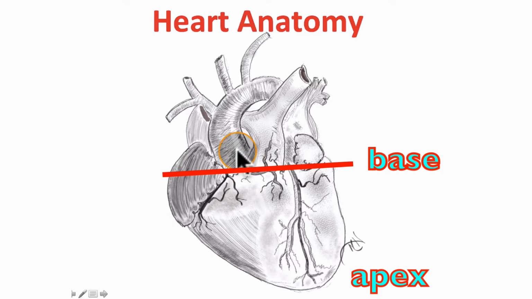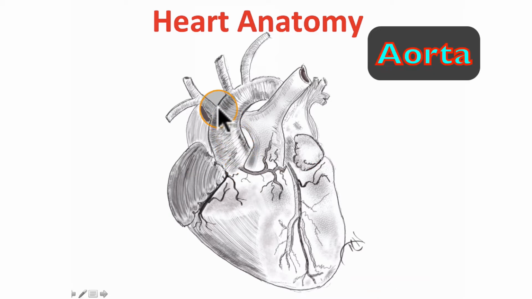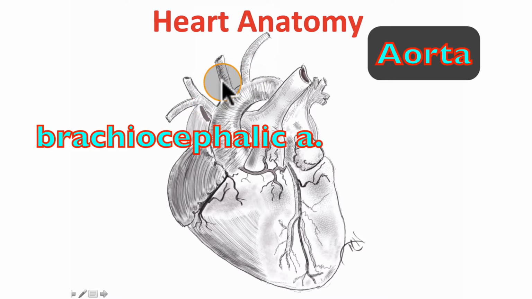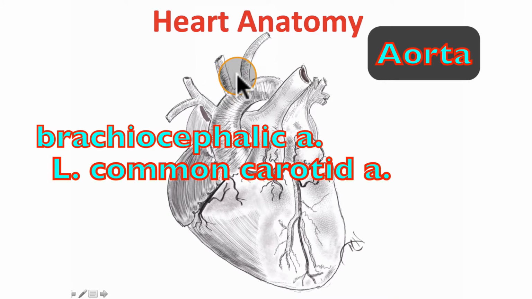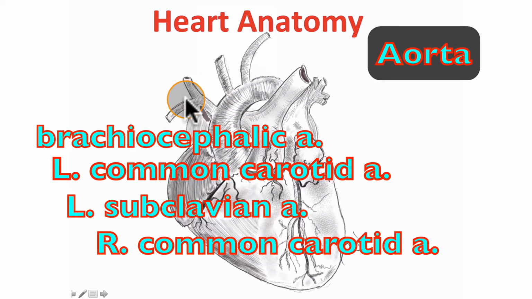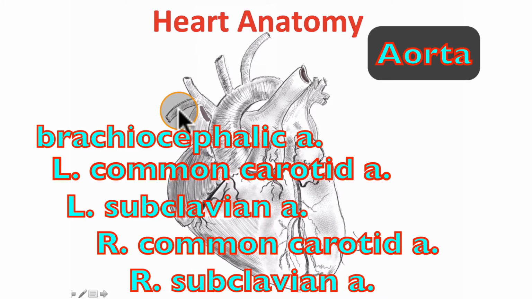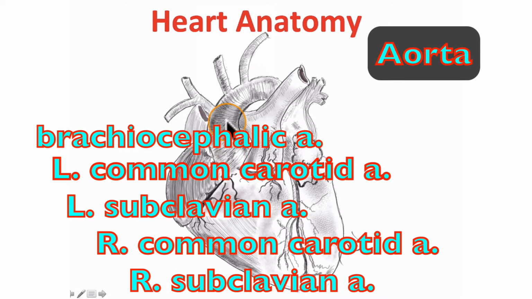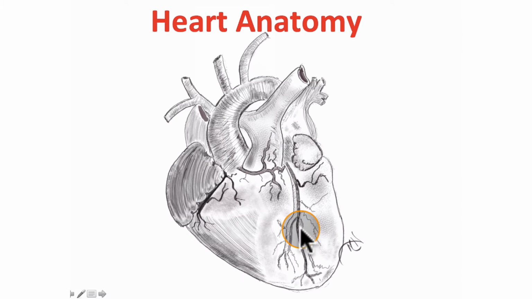Those great vessels include the aorta, which has three branches coming off the aortic arch, which are the brachiocephalic artery, the left common carotid artery, and the left subclavian artery. The brachiocephalic artery is going to bifurcate into the right common carotid artery and the right subclavian artery. The aorta, which we see right here, is taking oxygen-rich blood from the left ventricle.